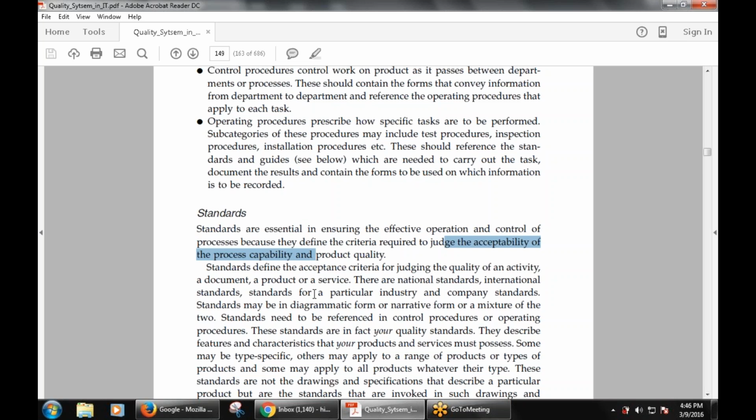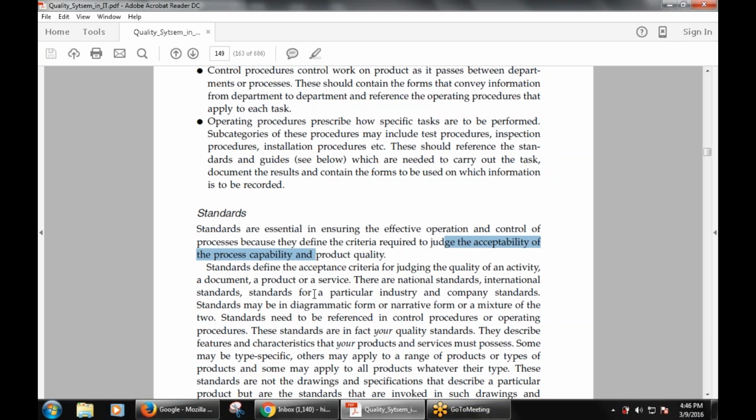And standards may be in diagrammatic form or narrative form or a mixture of the two. So the standards may be represented in diagrammatic form. So we can represent the standards by using diagrams or by using English statements, that is a narrative form, or we can use the diagrams as well as the speech form, that is a combination of the two, a narrative form as well as a diagrammatic form.